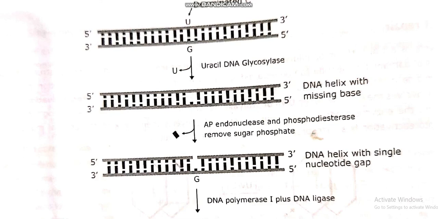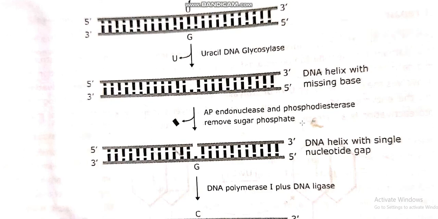Then there is an enzyme, AP endonuclease. AP endonuclease will cleave this site, and phosphodiesterase removes the sugar phosphate. So AP endonuclease will cleave this particular site, and the phosphodiester bond is broken by the phosphodiesterase enzyme. Then you will find a nick is there. This is the kind of nick. Now the nick formation is there.